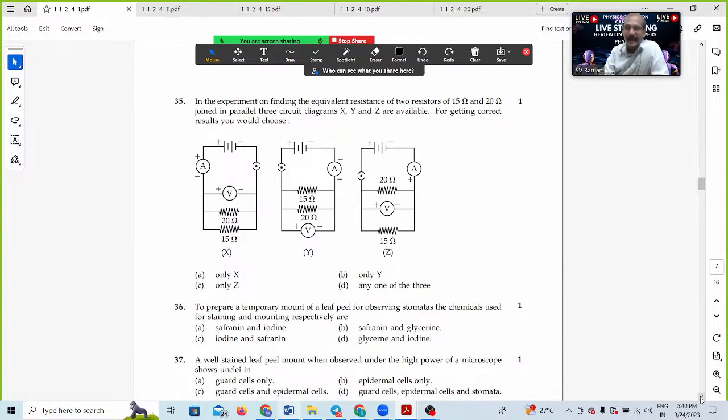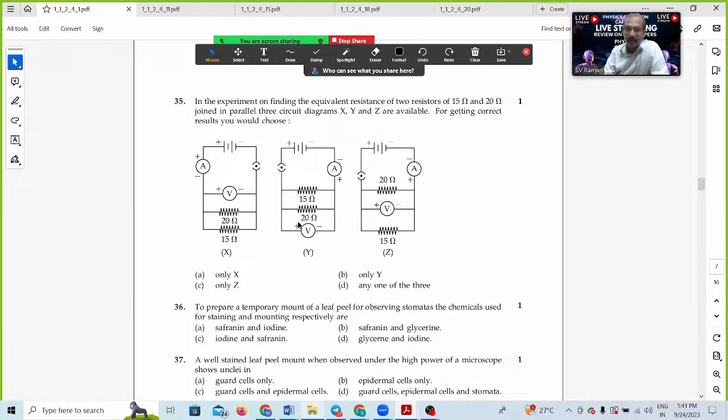In this experiment on finding the equivalent resistance of two resistors, 15 ohms and 20 ohms, joined in parallel, three circuit diagrams X, Y, Z are available. For getting the result, which would you choose? The voltmeter and both the resistors are in parallel. Yes, the voltmeter we have connected. The ammeter, battery and switch are connected in series. Here what did we do? Battery, right side ammeter, left side switch.